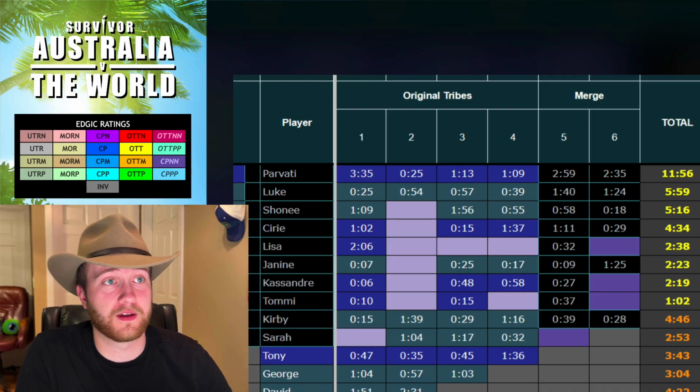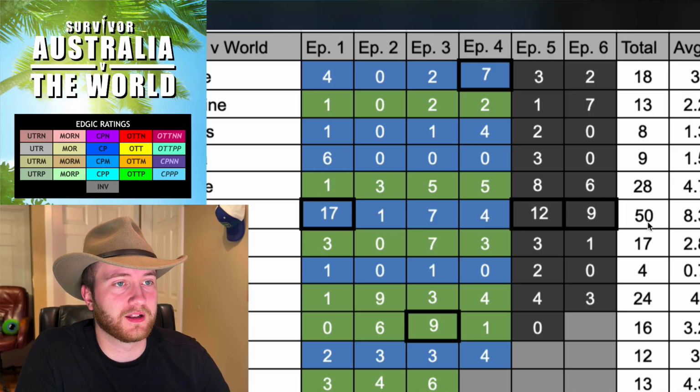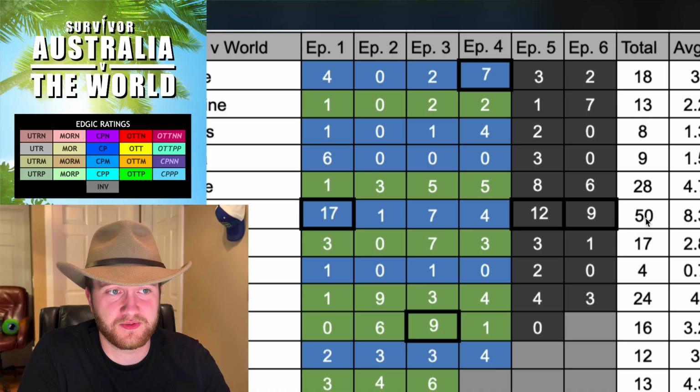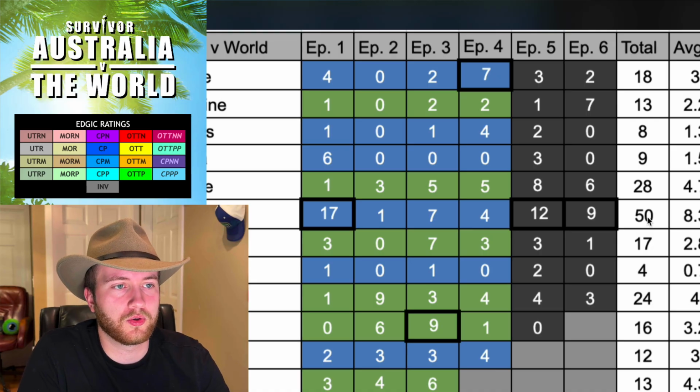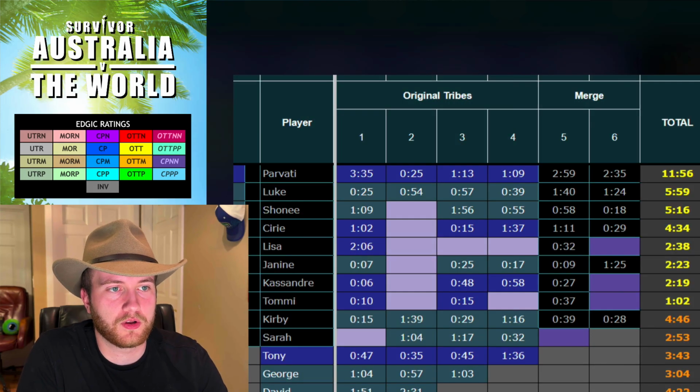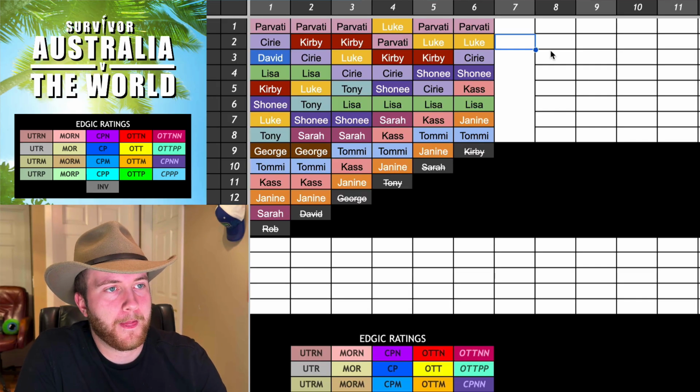And if we look at the confessional count, Parvati is in the lead at, well, this says 50. Somewhere else I saw it say 51, but this one says 50 compared to other people. Luke is at 28. And I mean, you look at Tommi, Tommi's at 4, right? So compared to other people, it's so extreme. She's literally over twice the time of the second place people here, Shonee and Cirie. And then look, there's a massive dip after that. There's such a huge dip here.